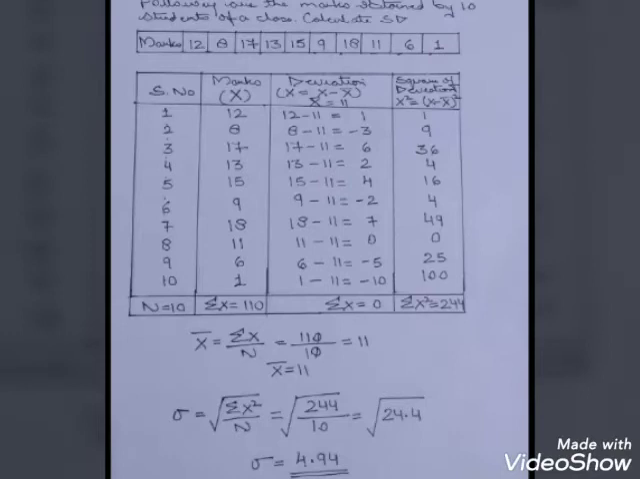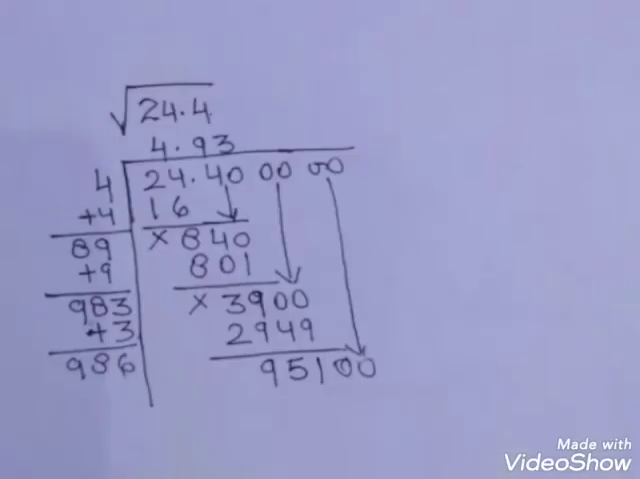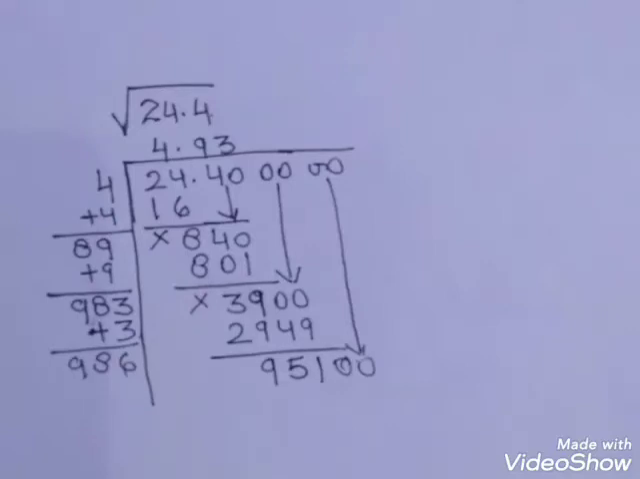Now the question arises, do you all know how to find the square root? Most of you might know it, but if there are a few students who do not, I have done this to help you realize how you find the square root. See, we have to find the square root of 24.4. What you have to do in the square root is make pairs. So over here, I have written 24.4.